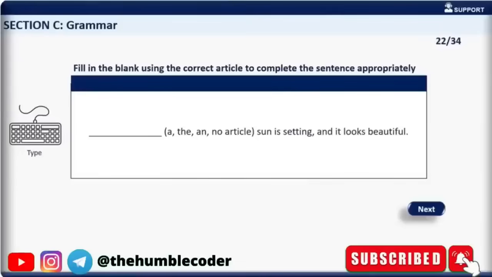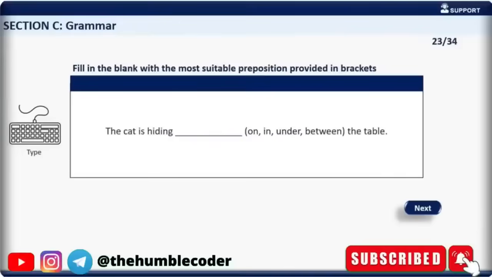Moving on to the next question now. Dash the sun is setting and it looks beautiful. The correct answer is, the sun is setting and it looks beautiful. Let's move on to the next question now. And now the pattern of the question is going to change a little bit. The pattern is, fill in the blanks with the most suitable preposition provided in the brackets. Okay, so we have some prepositions. So we have to select the most suitable preposition that will fit in this blank.